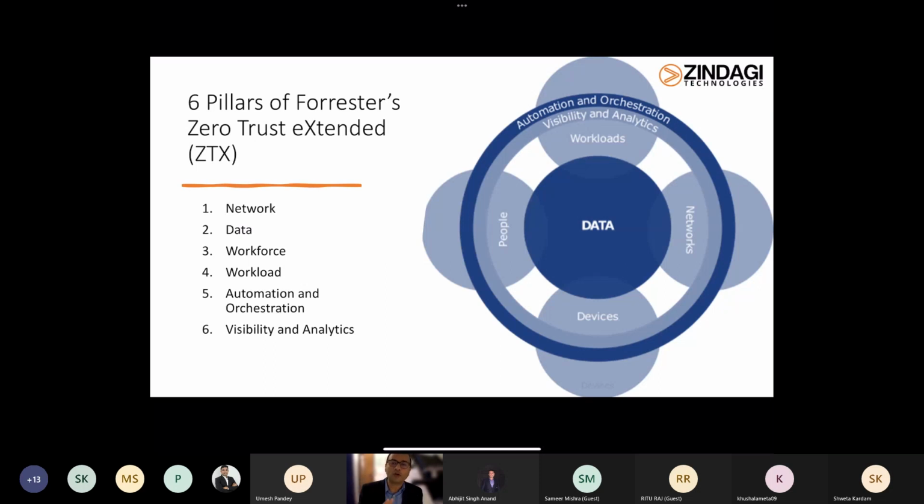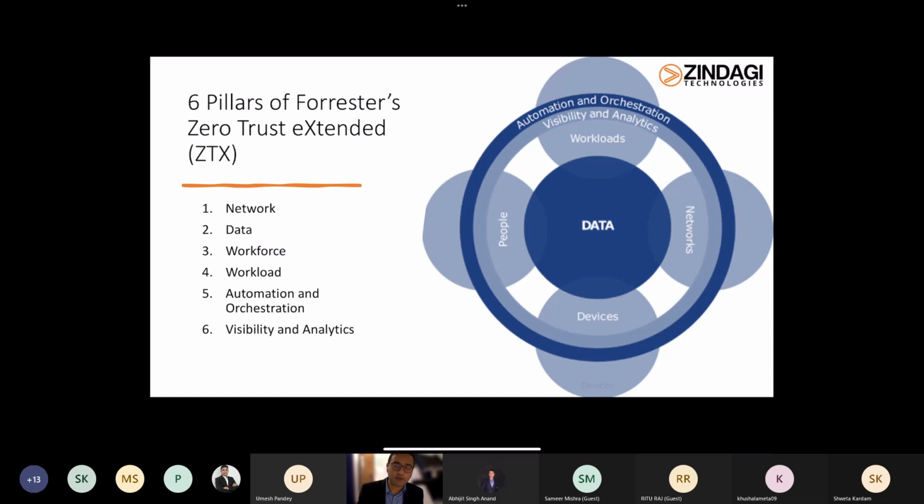Number 3, you define your micro perimeter. You're no longer dependent upon the castle and moat concept. You define micro segmentation throughout your entire network. Number 4 is that you start monitoring your entire zero trust environment with security analytics. And number 5 is that you start embracing security automation and adaptive response, so that the mean time to respond to a security threat is drastically reduced.